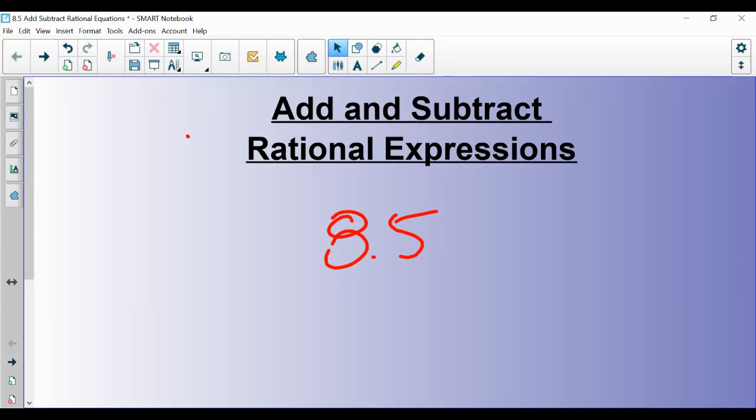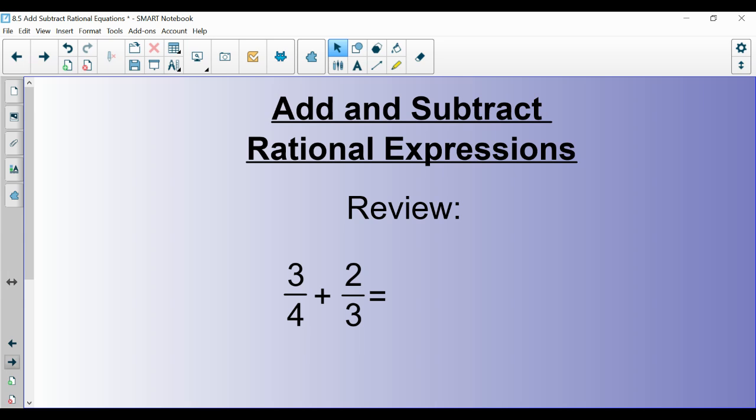Hello, algebra students. We are studying adding and subtracting rational expressions in this lesson. In our textbook, this is section 8.5. Let's play a quick game of Are You Smarter Than a Fifth-ish Grader?